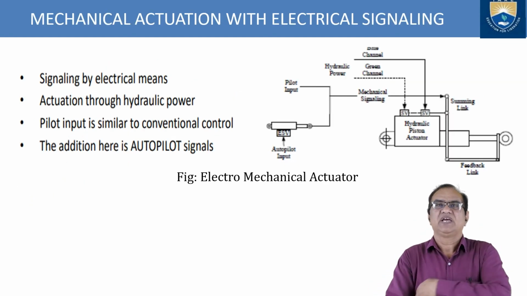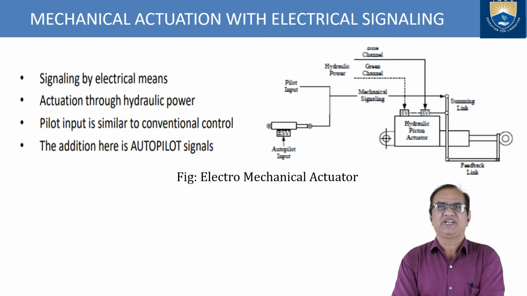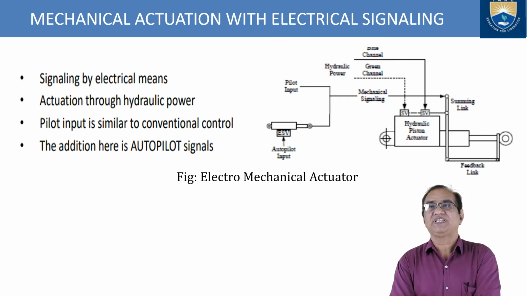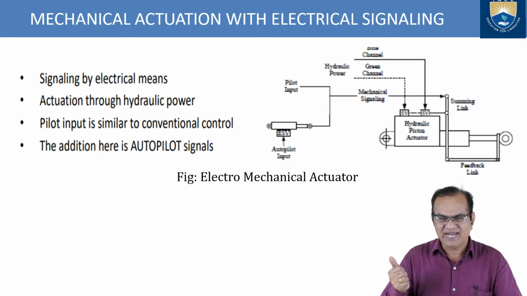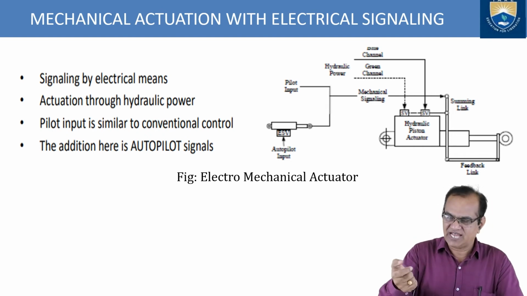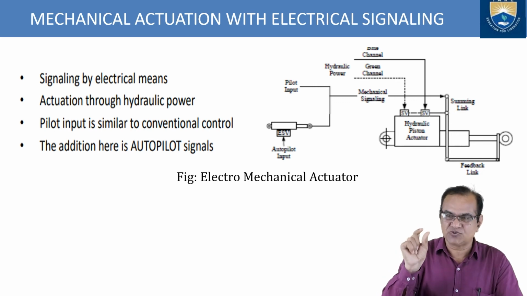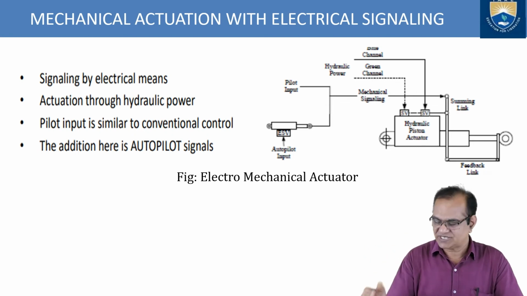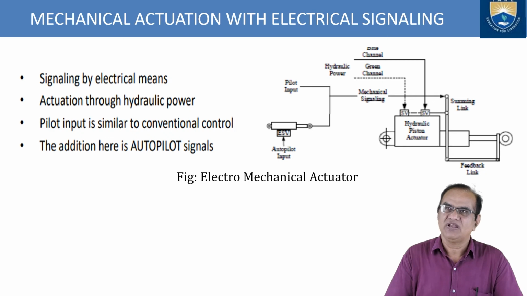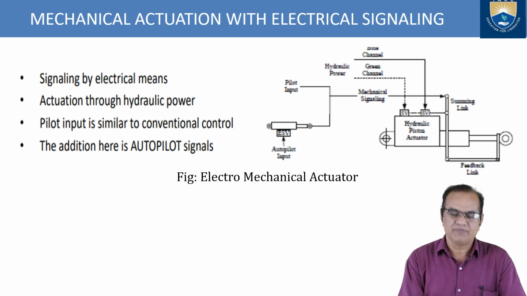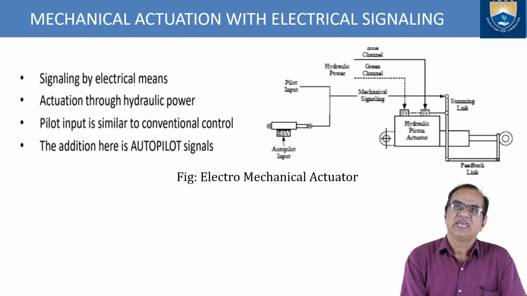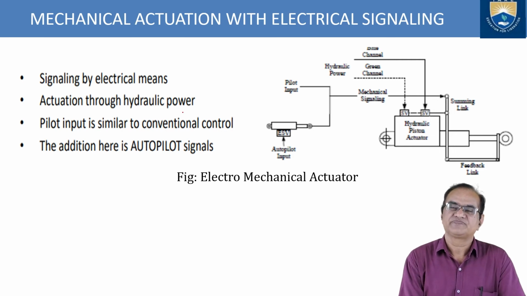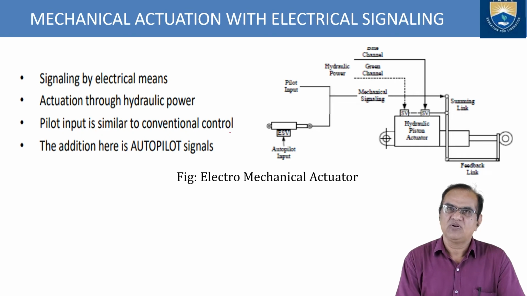After that, the next generation came, and that is mechanical actuation with electrical signaling. In that, the pilot need not move the stick. He or she has to press the stick. There is an electrical switch. He or she has to press that switch. Accordingly, your actuation will be there and your system will move. So signaling is by electrical means, with actuation through hydraulic power. Pilot input is similar to conventional control.